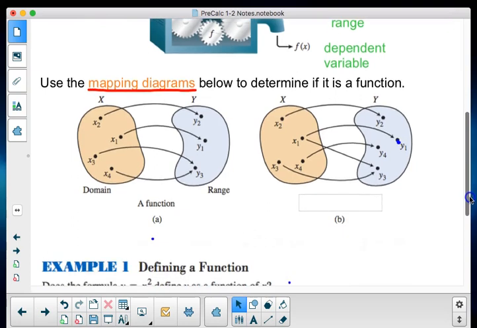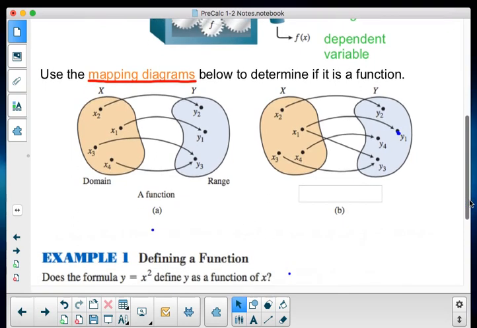But in the other picture here in B, I put in x sub 2, I get y sub 2. I put in x sub 1, I get y sub 1, and I put in x sub 1, I get y sub 3. Two different outputs for the same input. Well, that's not a function. So that's how we're going to be defining this function stuff.